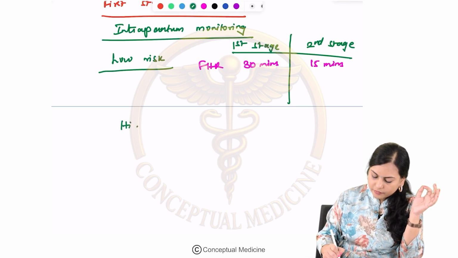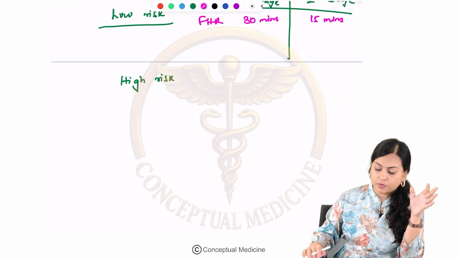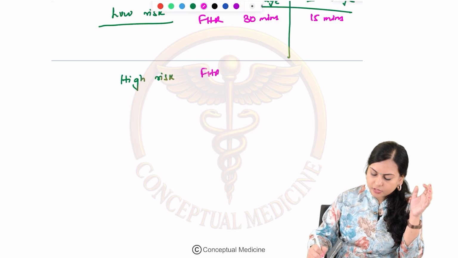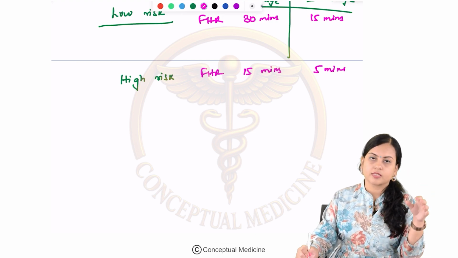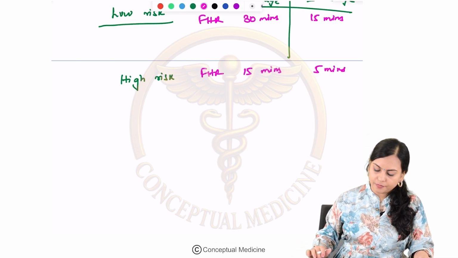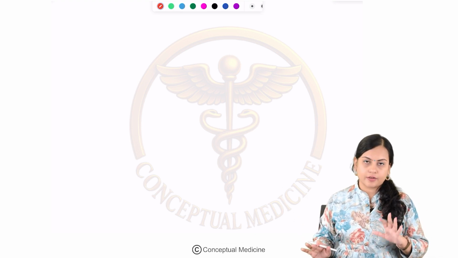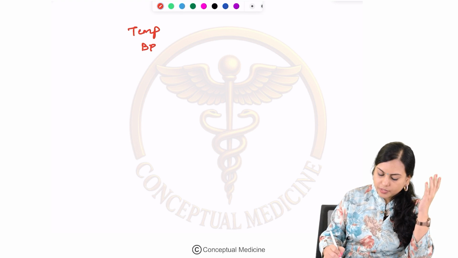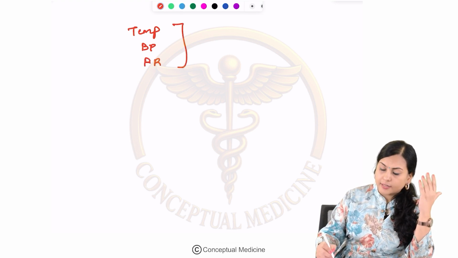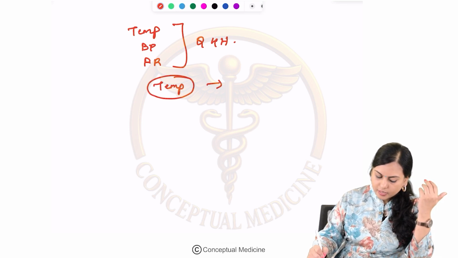And then when it is a high risk pregnancy, in the first stage you have to monitor the fetal heart rate every 15 minutes and every 5 minutes in the second stage. Clear? Okay. Now, other maternal monitoring, what you have to do is check the temperature, BP, pulse rate, and these should be evaluated every 4 hours, and temperature should be measured hourly.